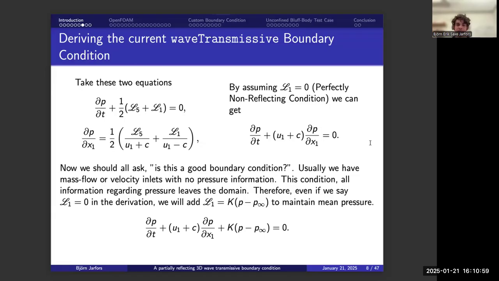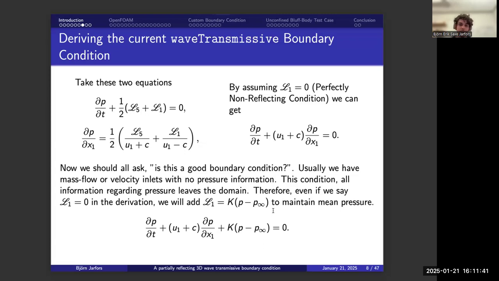And to counteract that, what they do in the literature is to include L1 as this relaxation coefficient K multiplied by a pressure minus a far field pressure, or a pressure which you set at a distance outside of the domain. And this is mainly to preserve mean pressure in your system. And the literature also says that you should determine K such that your system converges to the mean pressure as fast as possible, or in as few iterations as possible.